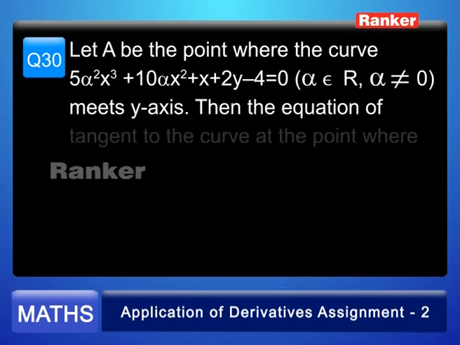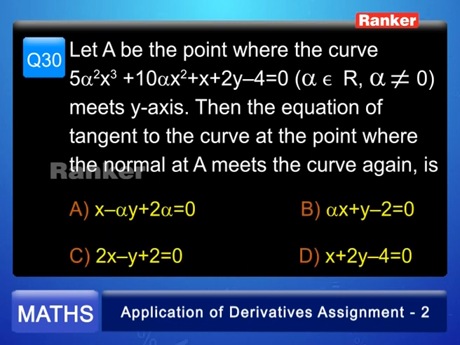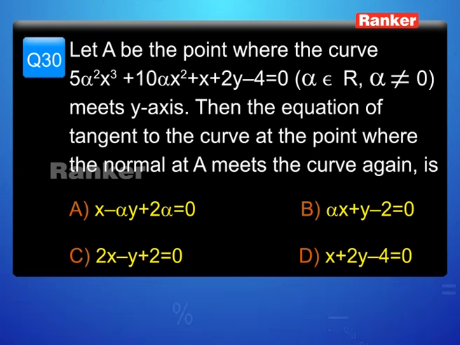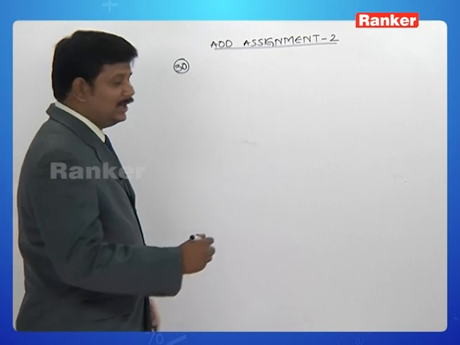Next question. Let A be the point where the curve 5 alpha square x cube plus 10 alpha x square plus x plus 2y minus 4 equal to 0 meets the y axis. Then the equation of the tangent to the curve at the point where the normal at A meets the curve again is?